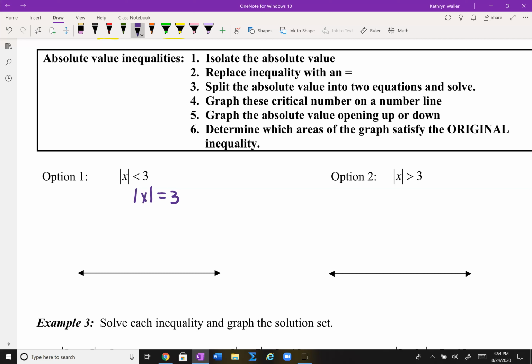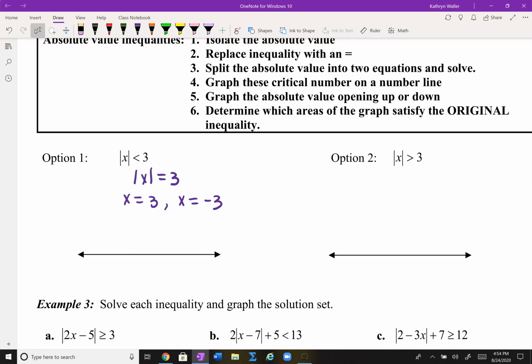Step number 3 is like what we did up above, split it into 2. So inside you could have a 3, or inside you could have a -3. We don't have to solve it because it's already done. Those are critical numbers, and we're going to graph them on the number line. So it's just going to be like this, super simple, -3 over here, +3 over here.